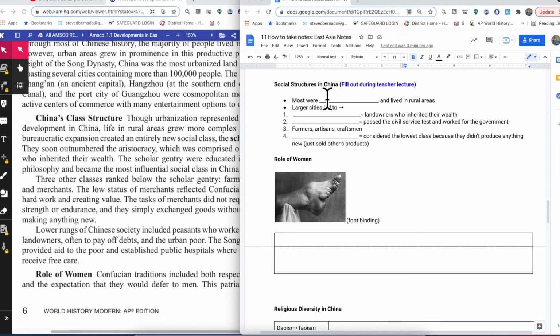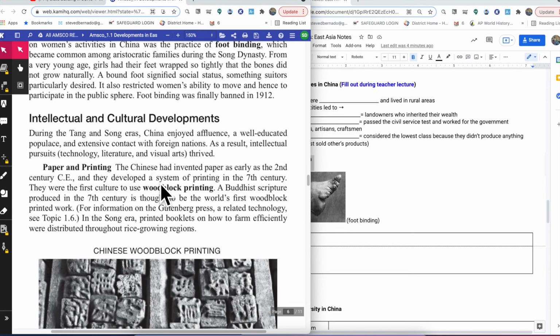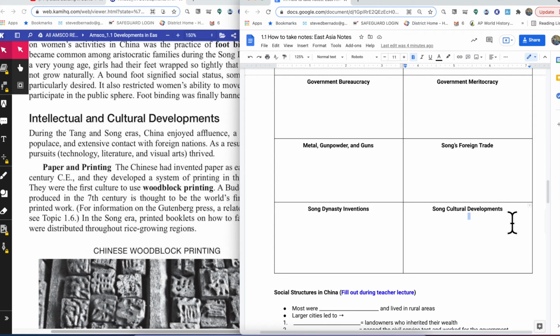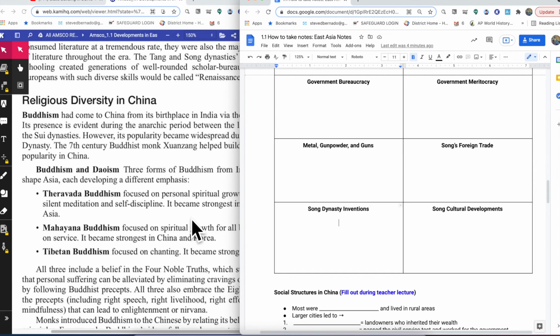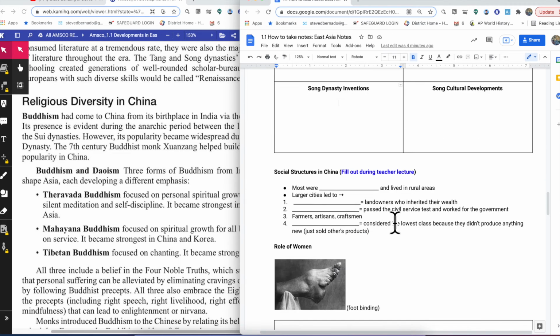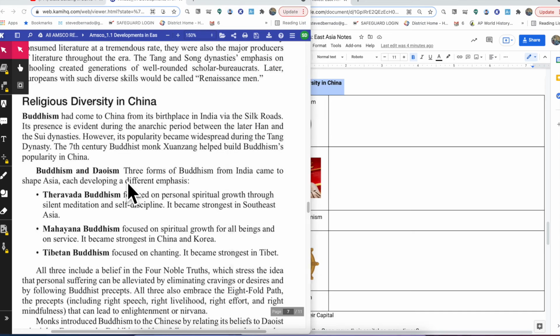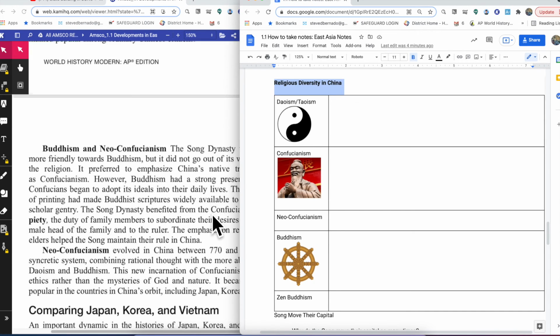China's class structure and the role of women on the left, the role of women on the right. Then we're talking about intellectual and cultural developments. You come back up here and you have Song cultural developments. Here's your box for Song cultural developments, and inventions, intellectual developments. Okay? Reading and poetry, right? Look on the left, religious diversity in China. Scroll underneath, look on the right, religious diversity in China, bullet points. Okay? And that's how we complete this document.